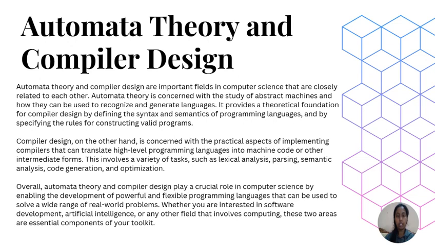Overall, automata theory and compiler design play a crucial role in computer science by enabling the development of powerful and flexible programming languages that can be used to solve a wide range of real-life problems, whether you are interested in software development, artificial intelligence, or any other field that involves computing. These two areas are essential components of your toolkit.